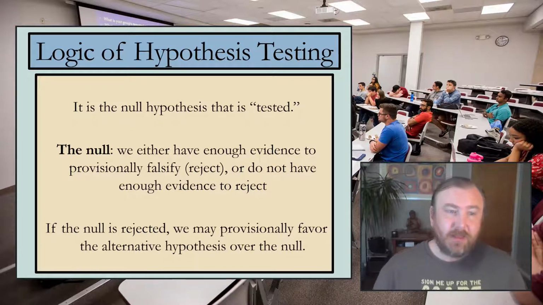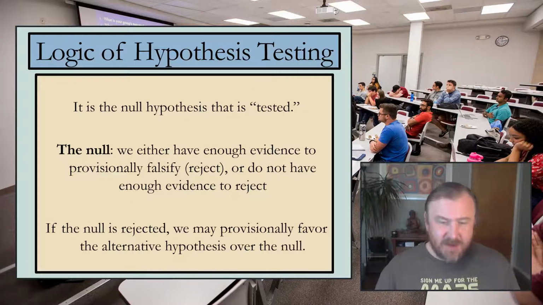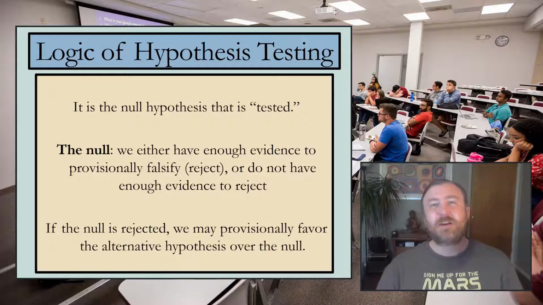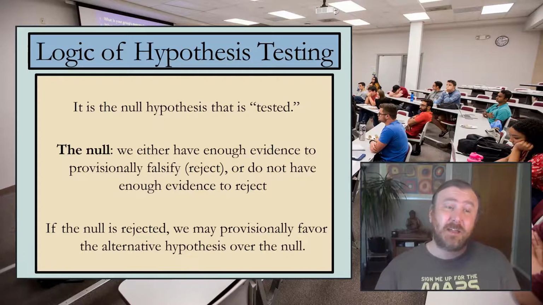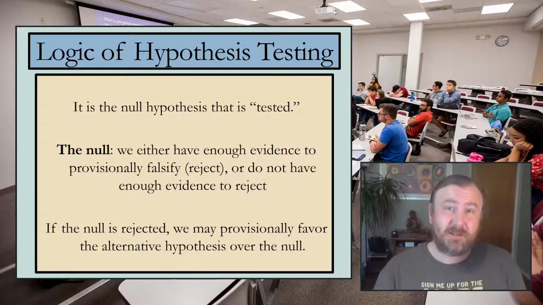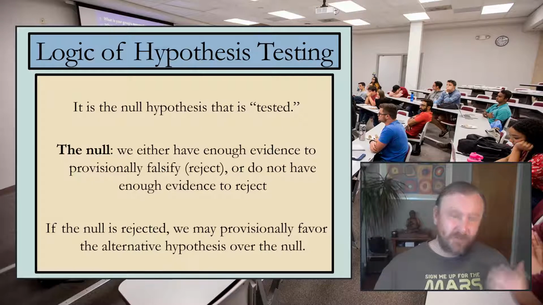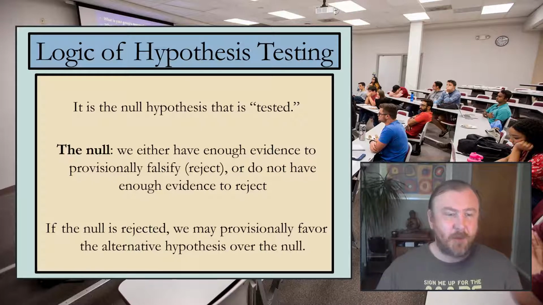And again, we're not staking a claim on the truth here. Implicit in this is we're never saying the alternative hypothesis is true. We're saying the null is false, and provisionally we'll hold the alternative as true. We'll say that my conviction is that the alternative is true, but we'll never say it's true. And so science is a humble process.